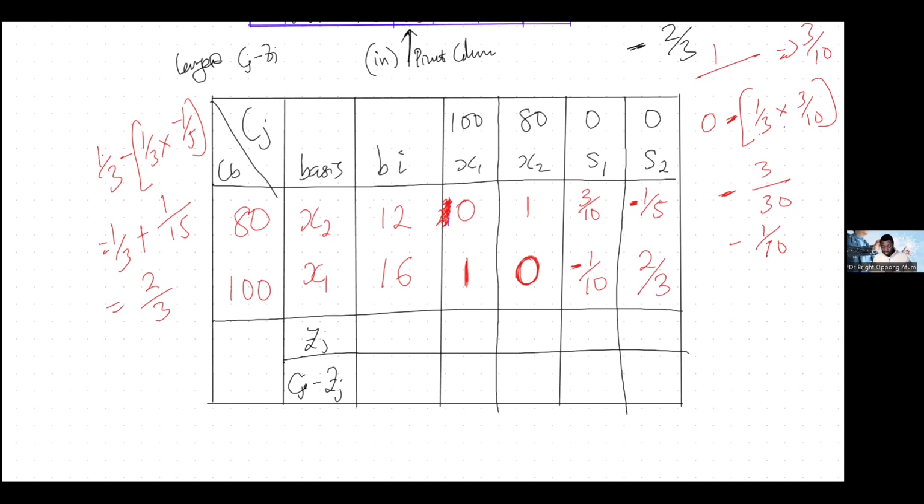So we multiply 80 by 12 plus 100 by 16, and we are going to get 2560. 80 by 0 is 0. 100 by 1 is 100. 80 by 1 is 80 plus 100 by 0 is 80. 80 by 3 on 10 is 24 plus 100 times negative 1 on 10, 24 minus that, 14.